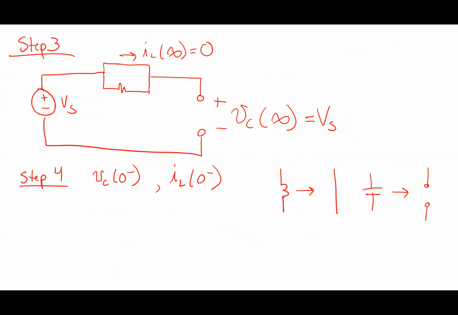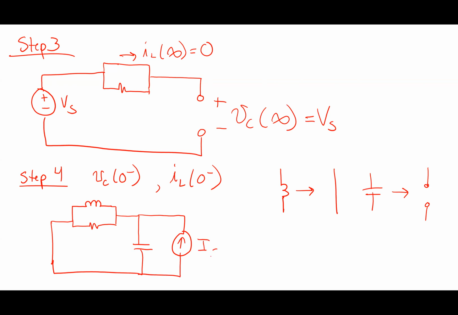So in this case, what do I have? I guess I'm going to draw it here. So I have my L, my R, my C, and then I think I have, what did I have? I had a current source here, and I had a resistor over here, like that. Okay, this was R, this was L.